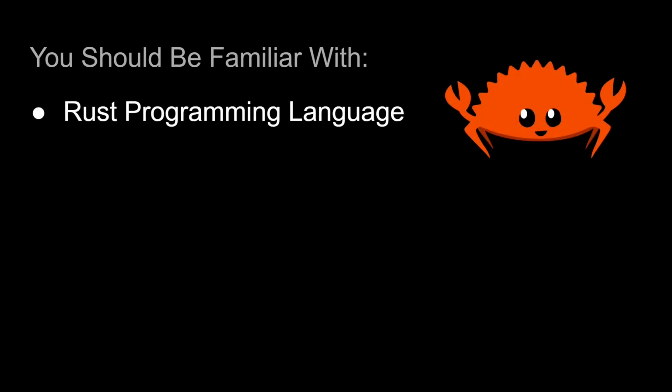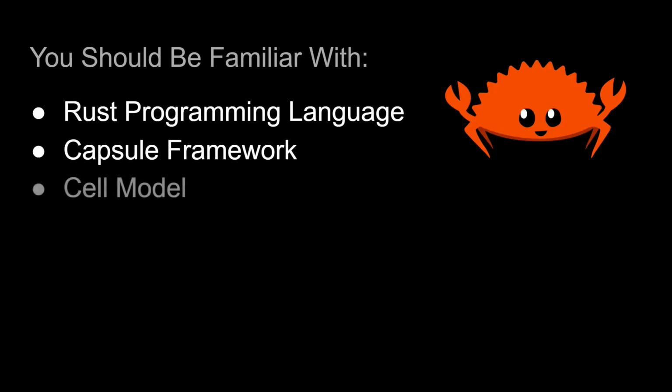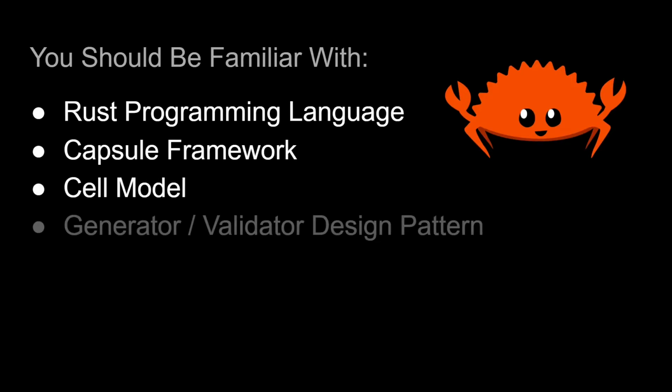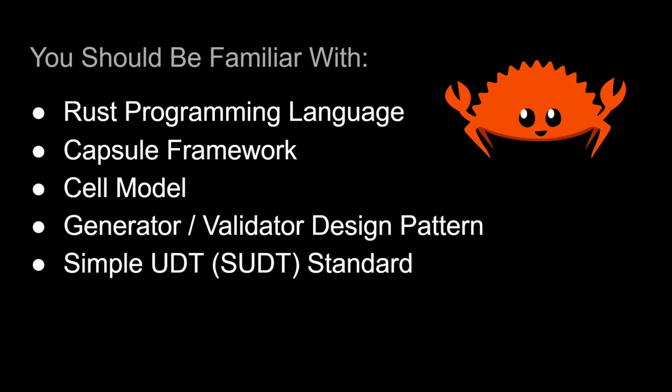Before we get started, you should be familiar with the Rust programming language. That is the language that this script is programmed in, and it's also the recommended language for designing smart contracts on the Nervos platform. You should also be familiar with the Capsule framework. This is the framework that was designed specifically for building smart contracts in Rust. And you should also be familiar with the cell model as well as the generator validator design pattern. These two together form the basis of how we form transactions on Nervos. And lastly, you should be familiar with the simple UDT standard, which is the ERC20 equivalent, but on Nervos.